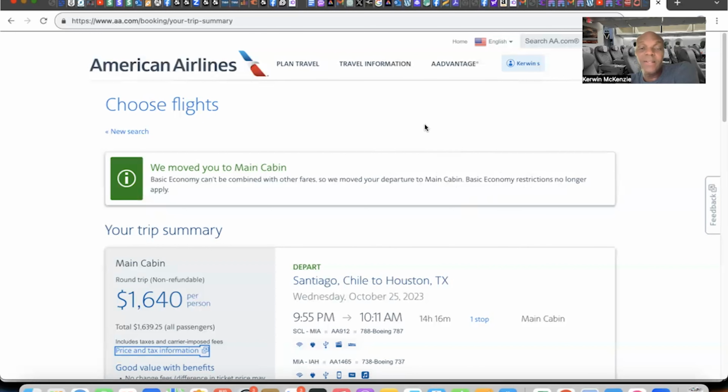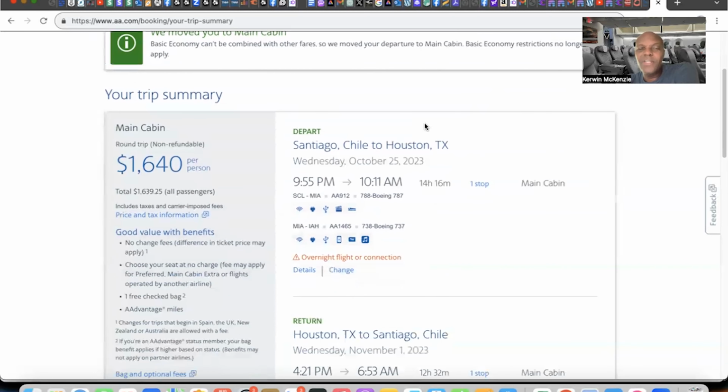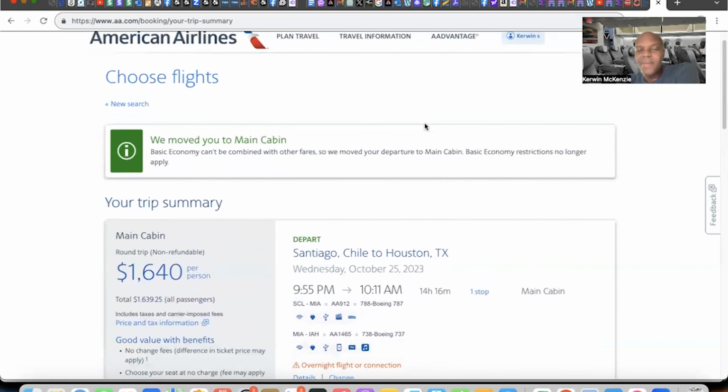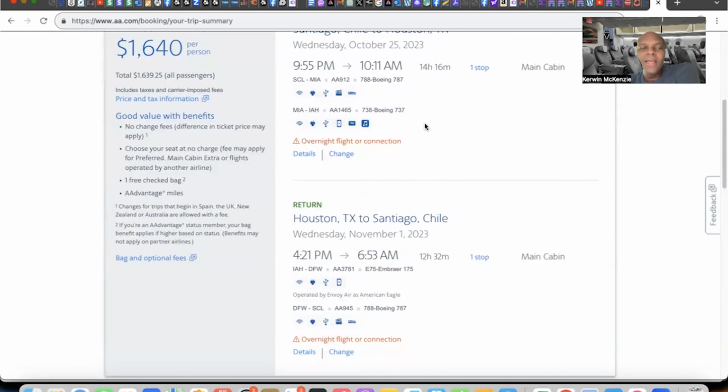Oh, and look, because I chose the $1,640 fare on the return, it moved me to main cabin. So I'm a happier camper. Okay, so that gives an idea of how to look for fares. Hopefully you understand a little bit better about how fares work, what the carrier imposed surcharges are, and how to try to avoid them.